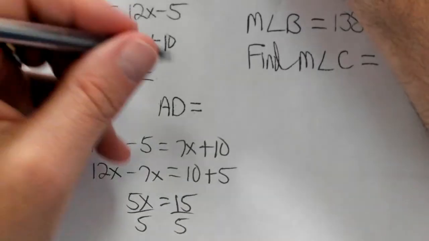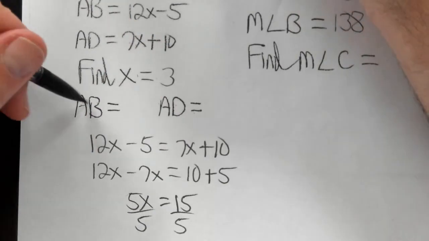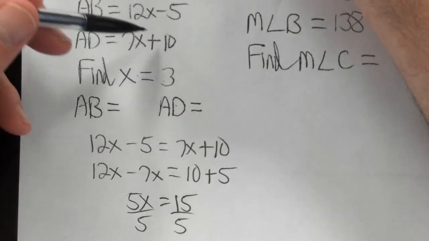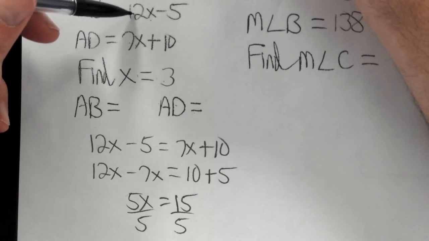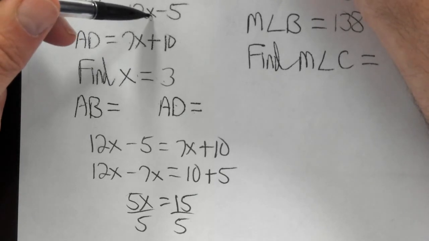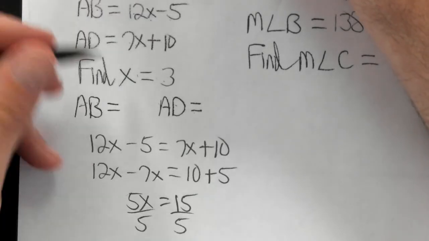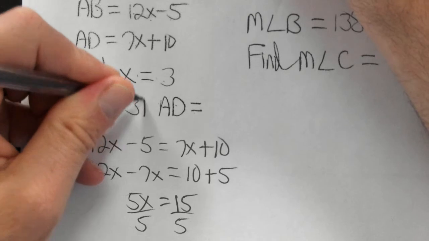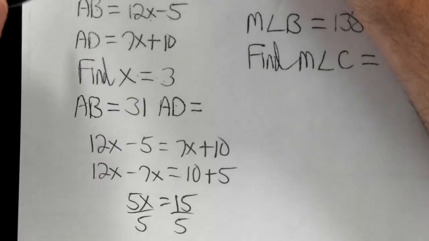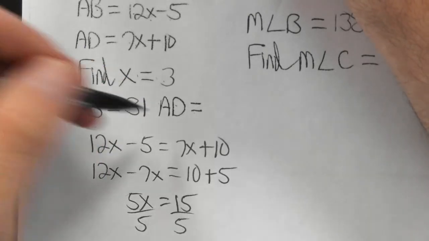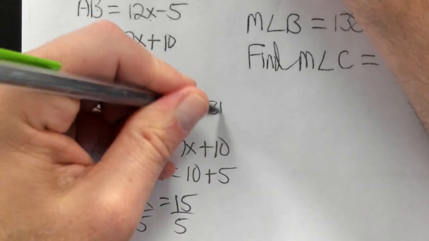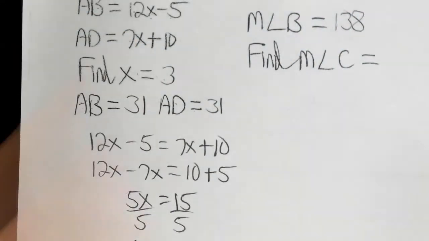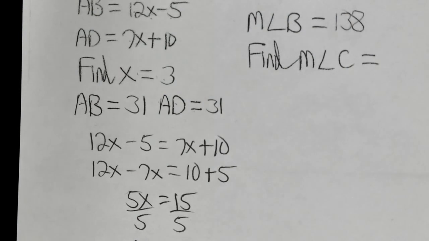Okay, so x equals 3. Got that part of it. Now I need AB and AD. Well, let's plug 3 into AB. All right, so 12 times 3 is going to be 36, and then 36 minus 5 is going to make AB 31. And I'm not even going to plug into AD because remember, AB and AD have got to be the same. So if AB is 31, then AD is also going to be 31. Yeah? All right, let's see the other problem that we have.